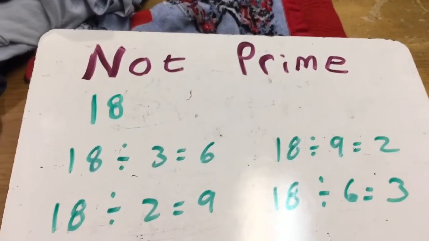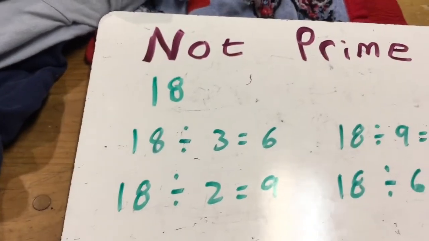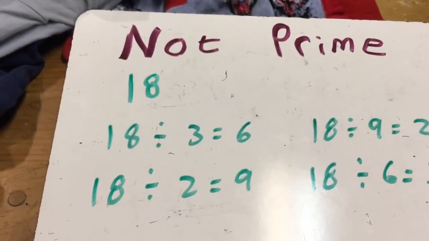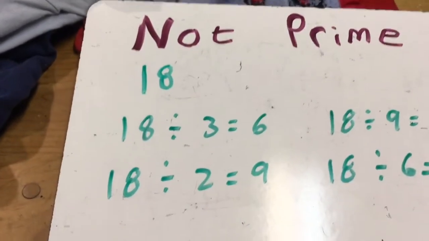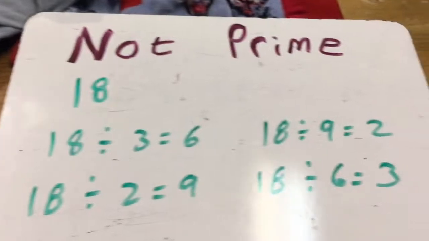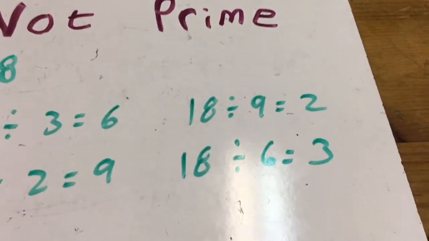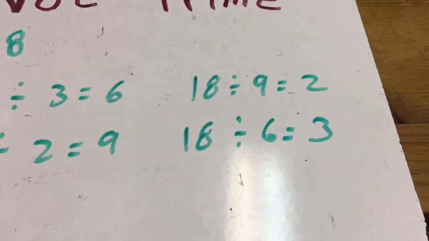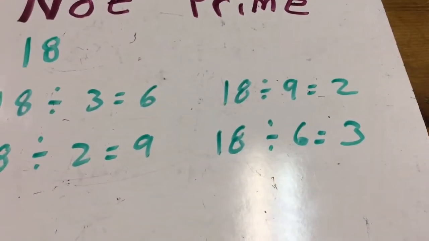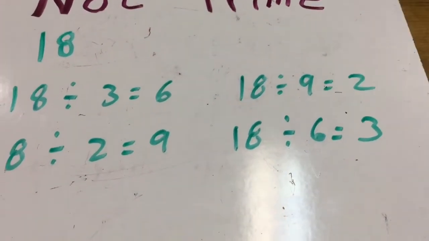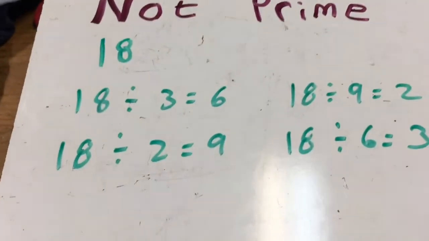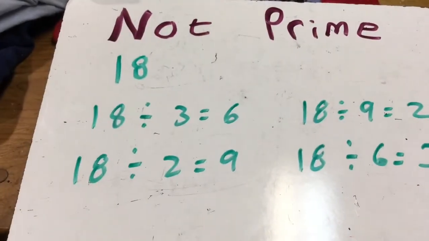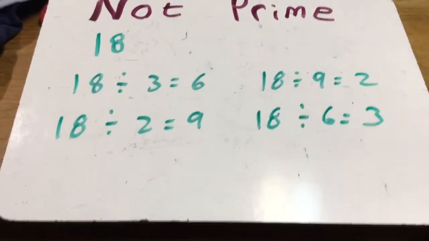Okay, back to some more not prime numbers. 18 is not prime because I can divide it by more than just the number 1 and 18. I can divide 18 by 3, I get 6. I can divide 18 by 9, I get 2. I can divide 18 by 2 and get 9. I can divide 18 by 6 and get 3. So it's not a prime number because I can divide it by more numbers than 1 or the number itself, which would be 18. I can divide it by that many numbers, okay?